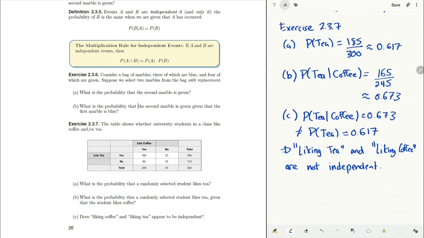And so what we observe is that given that a student already likes coffee, then there's a higher probability that the student will like tea as well. And so this tells us that these events are not independent.